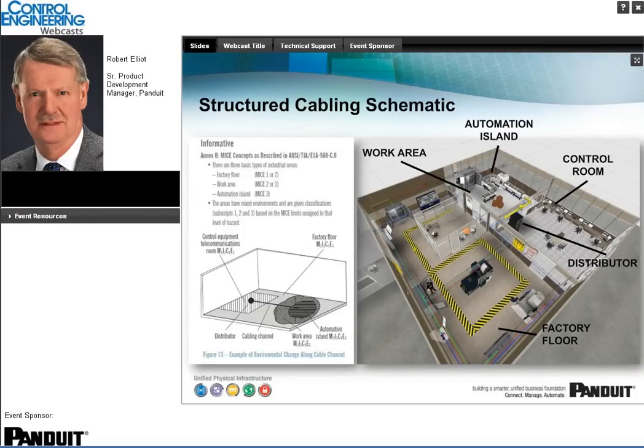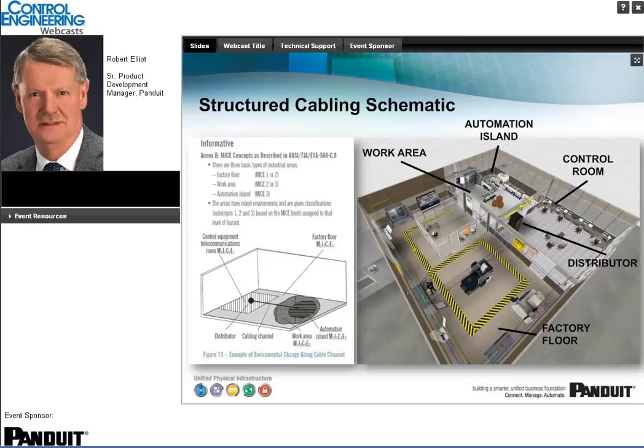So let's look at the structured cabling schematic here in the industrial automation area. What's happening here is the work area shows various types of industrial application, the factory floor itself, and then a work area and an automation island. And you'll see on the left-hand side, we've identified here the different types of criteria defined by the term MICE.